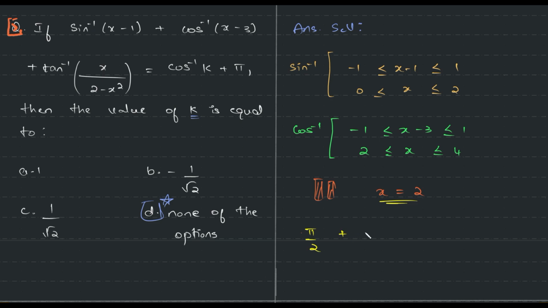we have sine inverse of (2 minus 1), that is pi by 2, plus cos inverse of minus 1, which is pi, plus tan inverse of (2 minus 4), that is minus 1. Tan inverse of minus 1 is minus pi by 4, and this is equal to cos inverse of k plus pi. All of this will get cancelled, right? And basically it will be cos k is equal to cos of pi by 4, which is 1 by root 2. And that's our answer.